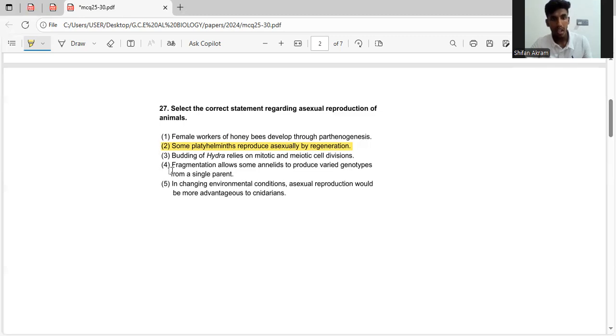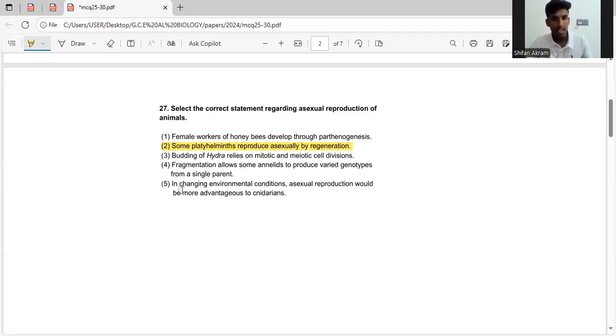Let's go through the fourth one. Fragmentation allows some annelids to produce varied genotypes from a single parent. We know one of the features of asexual reproduction is having little to no genetic variation. They can't have variation because they don't undergo meiosis cell division, because only in meiosis does genetic variation occur. But in mitosis, the same type of cells are produced, and fragmentation is a type of asexual reproduction. So there's less genetic variation. Because of that, we can eliminate this answer too.